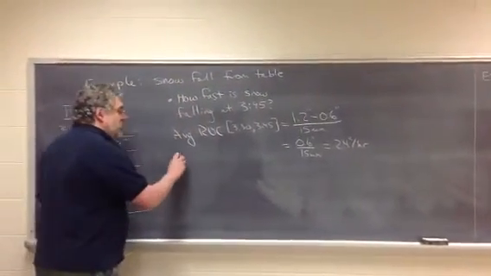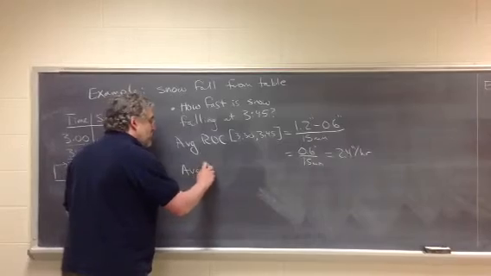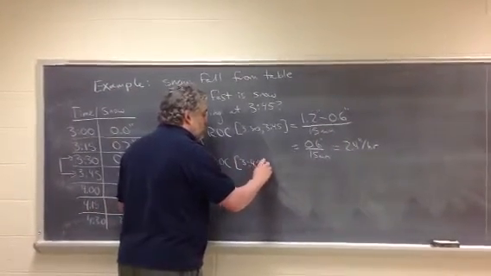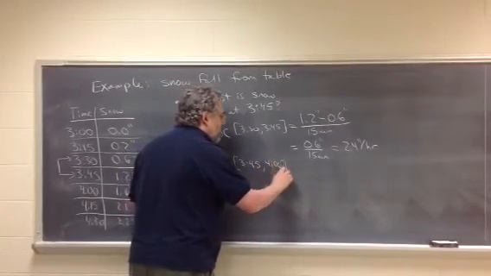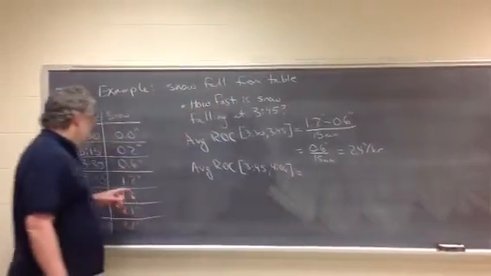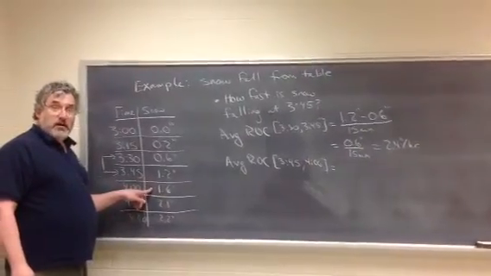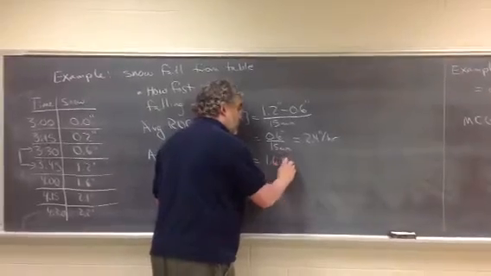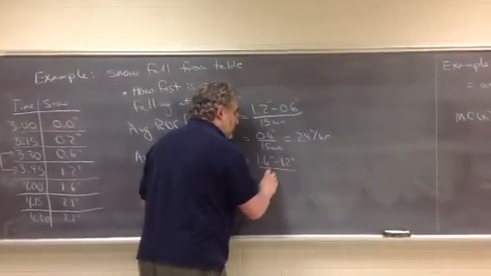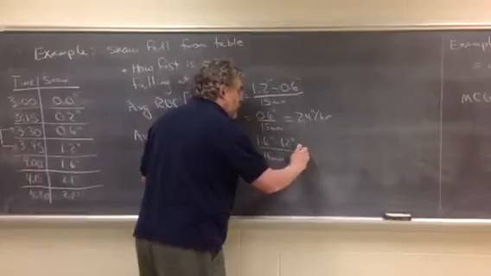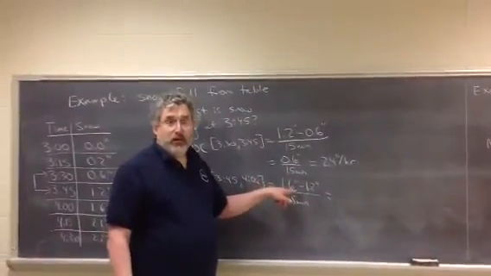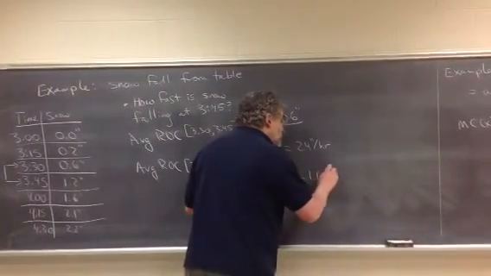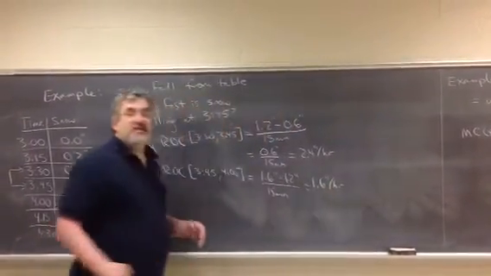On the other hand, the average rate of change from 3:45 to 4 o'clock would be, coming back to here, 1.6 to 1.2, over 15 minutes. So we get a 0.4 on the top. Using the same idea, we're going to get 1.6 inches per hour. So how does that help us?